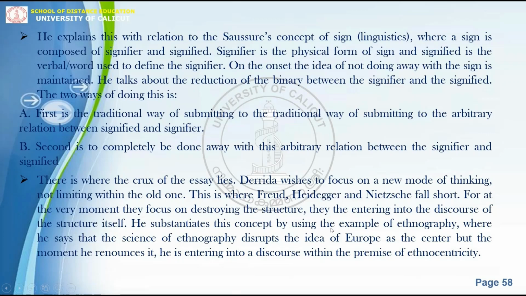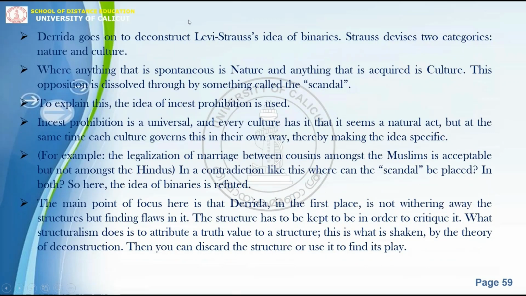He substantiates this concept by using the example of ethnography, where he says the science of ethnography disrupts the idea of Europe as the center, but the moment he renounces it, he is entering into a discourse within the premise of ethnocentricity. Now Derrida goes on to deconstruct Levi-Strauss' idea of binaries.